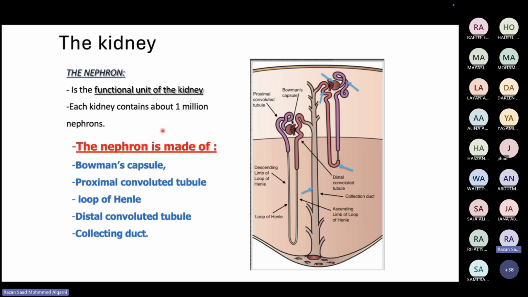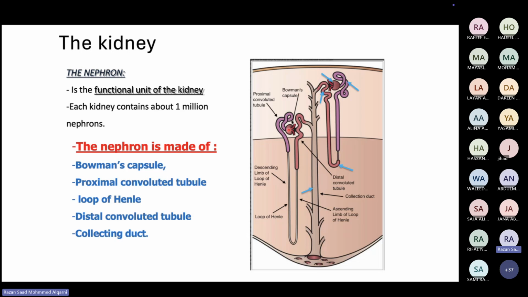So if we are talking about the histological and microscopic anatomy of the kidney, it's the nephrons. What are the nephrons? The nephron is the functional unit of the kidney. We could not see it with our eyes, but we could see it under the microscope. Each kidney contains about 1 million nephrons. Each nephron is made of what? Of the Bowman capsule, as you can see here, here, and here.